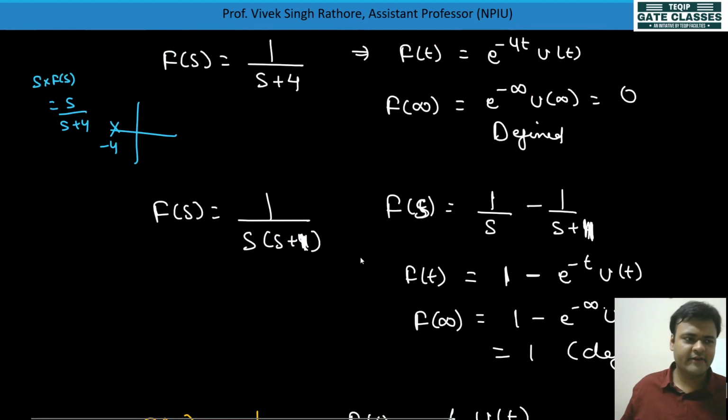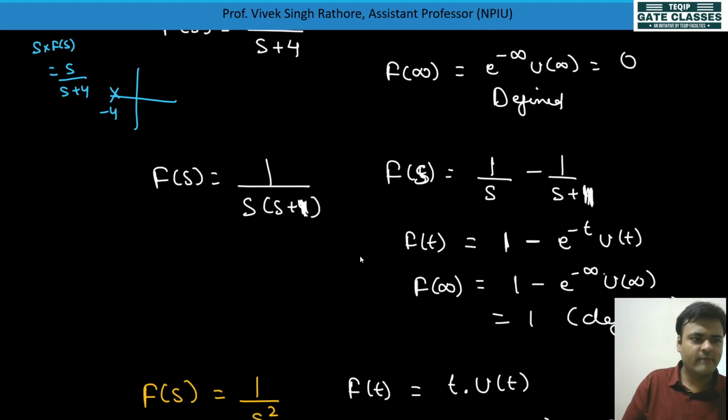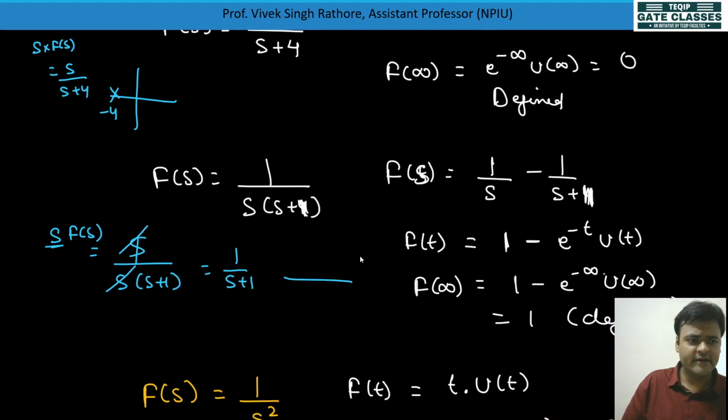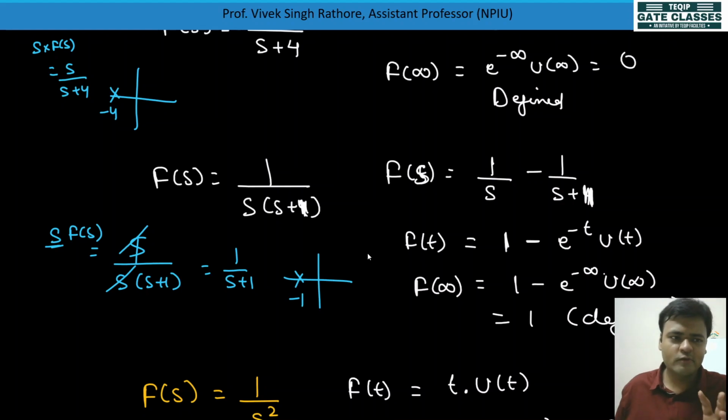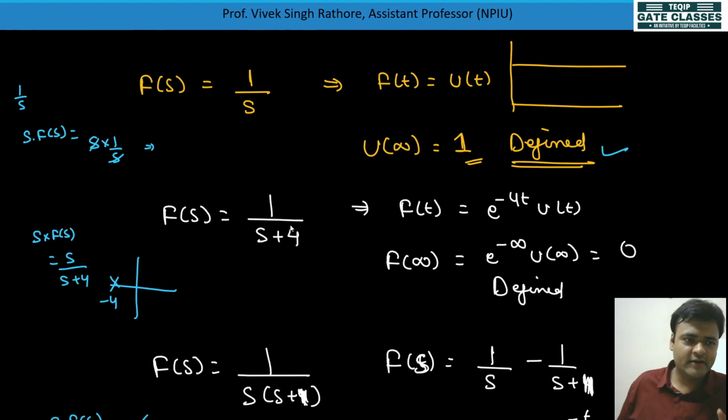So it is in the left hand side. If we see 1 by s plus 1 by s into s plus 1, and multiply by s in s into f of s, we get 1 by s into s plus 1 multiplied by s also, so s cancels out, and 1 by s plus 1 will be there, and its pole will be in the left hand side.